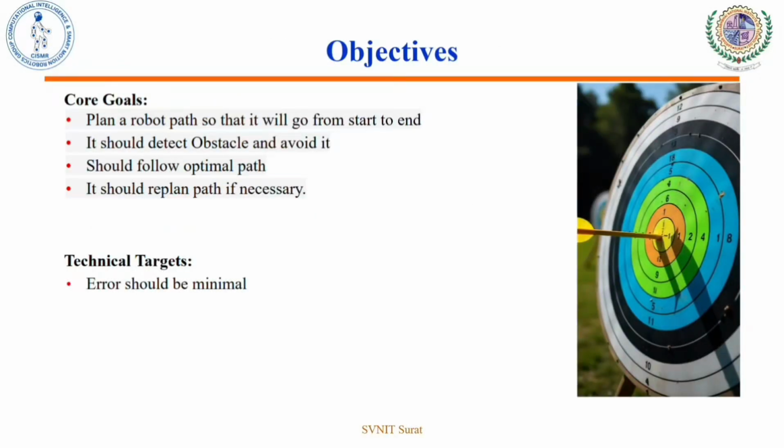Our core objective includes that the robot should follow an optimal path, and there should be a proper path from start to end. The robot should detect obstacles and avoid them. It should replan the path if necessary in case the obstacles are dynamic. The technical targets include that error should be minimal.